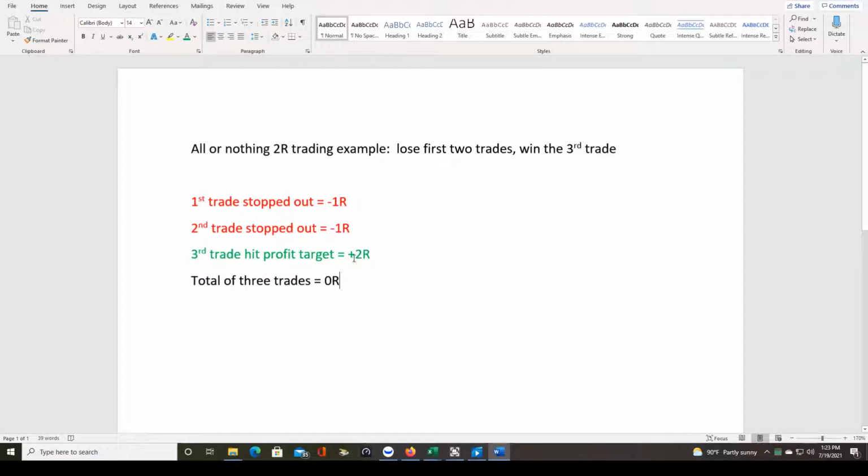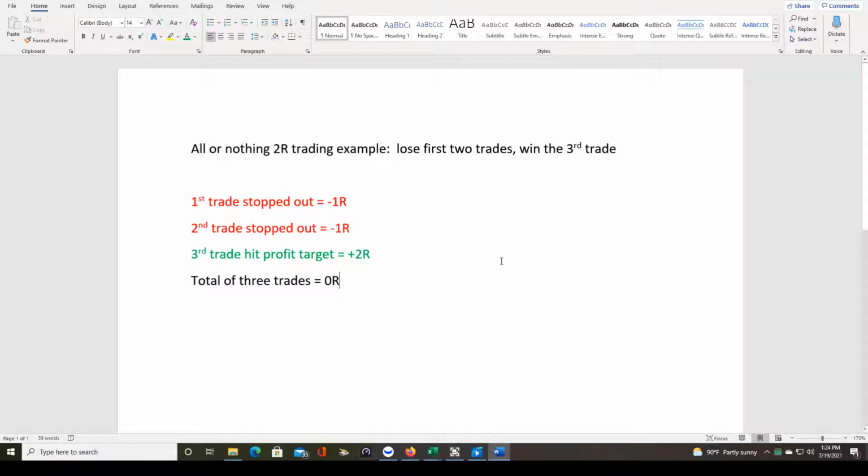Third trade hit my profit target, now I'm up 2 times my risk. So again, if we were risking $10 per trade, I'd be up $20 after that. That third trade makes me $20, so minus $20 plus $20, you're at 0. So that's how you end up at break even after losing 2 trades and winning 1 trade, which is always better than a red day. So I'll take that anytime.